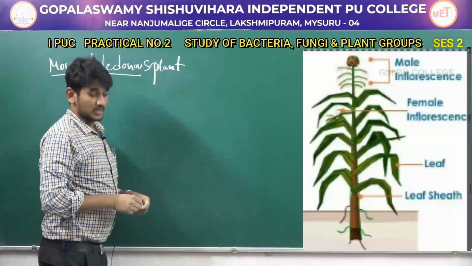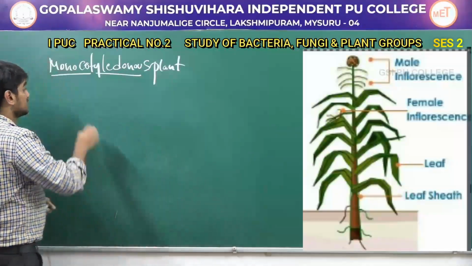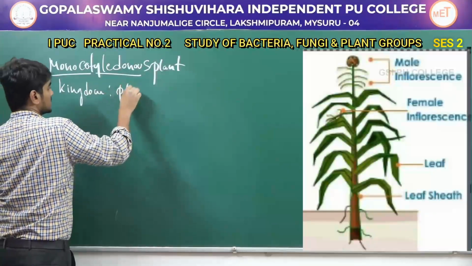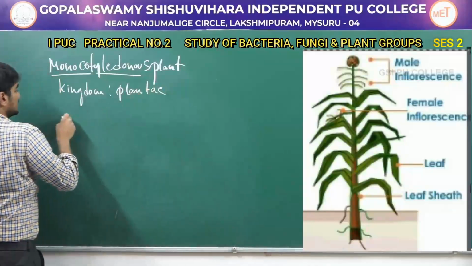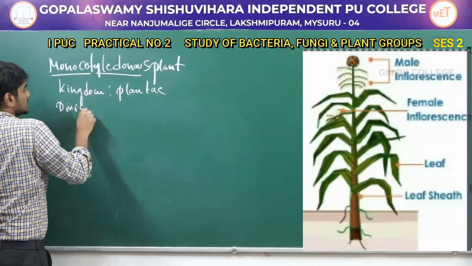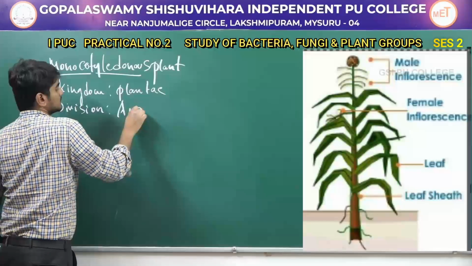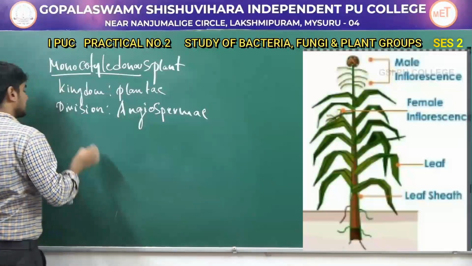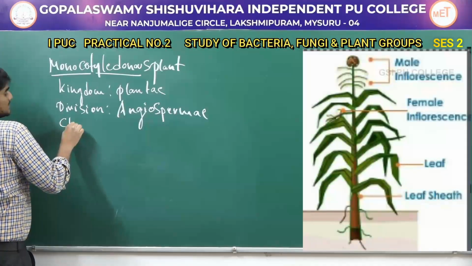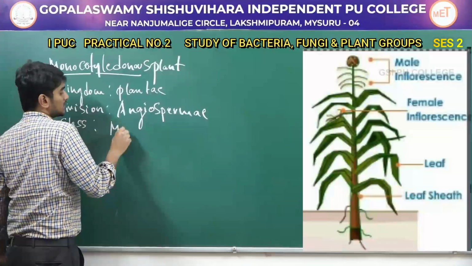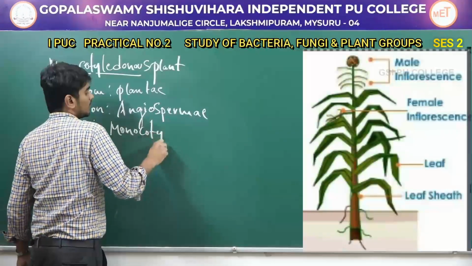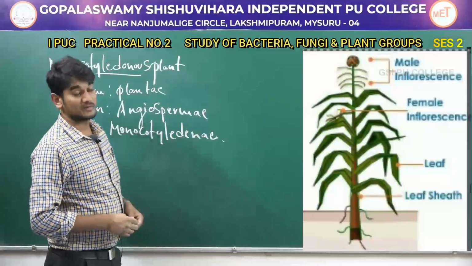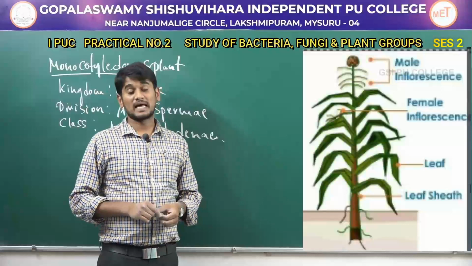The next one is the monocotyledonous plant. Yes, see, it also comes under the kingdom Plantae, and the division is Angiospermae, and the class is Monocotyledonae. Yes, on the right side we can observe the picture of a monocotyledonous plant.